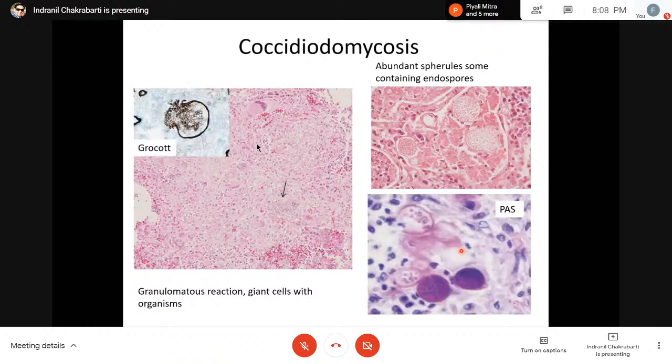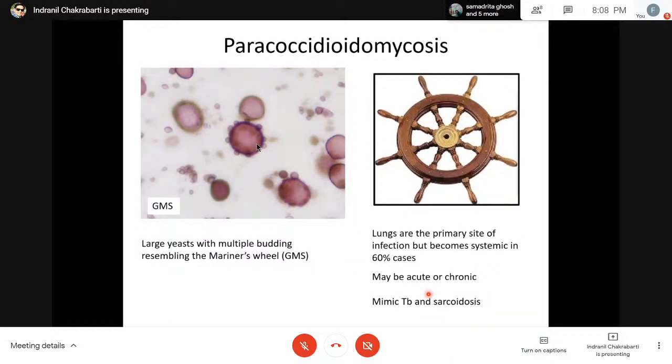Again, they can be highlighted with PAS stain. You can see the endospores as well as the spherules. Now paracoccidioidomycosis: these are large yeasts with multiple budding. Previously we were talking about single budding. Here we get multiple budding, and they resemble a mariner's wheel or sheep's wool. The lungs are the primary site of infection, but they become systemic in 60% of cases. They may mimic tuberculosis and sarcoidosis.